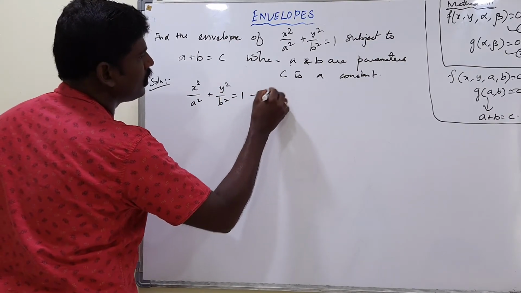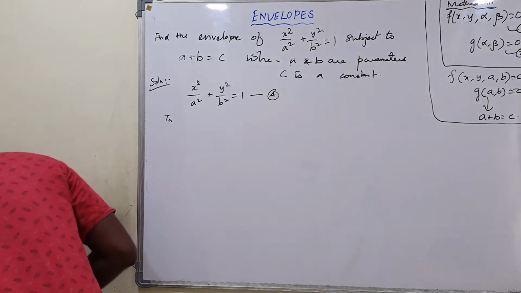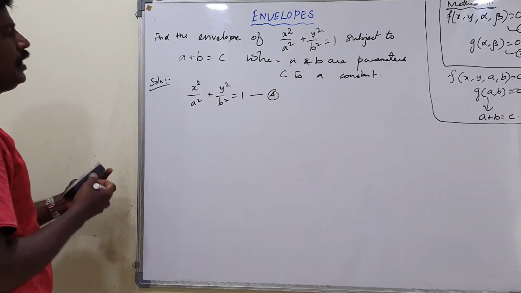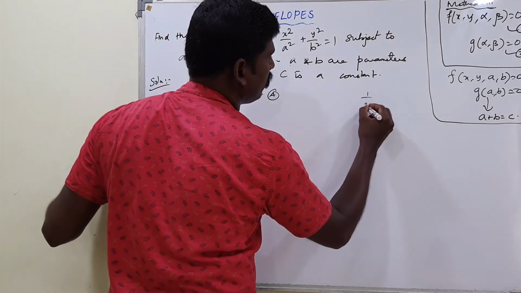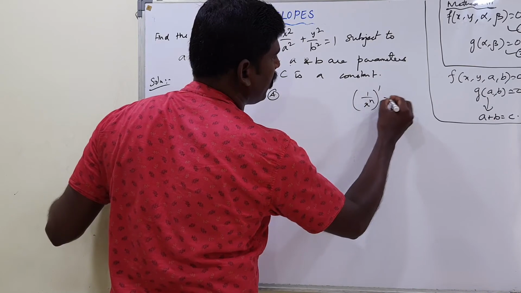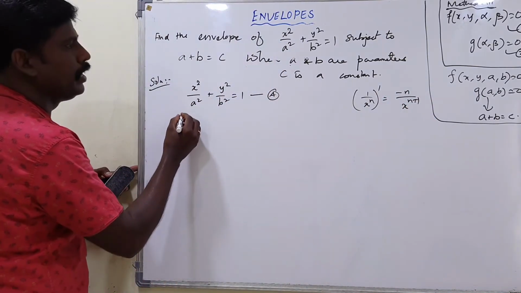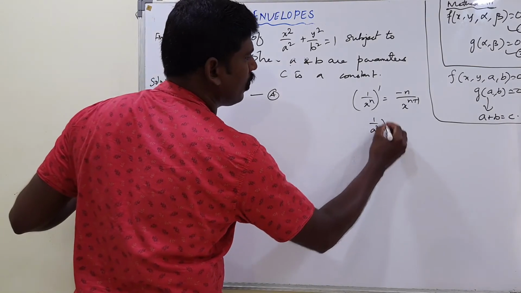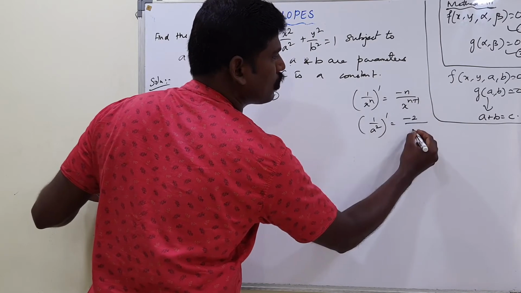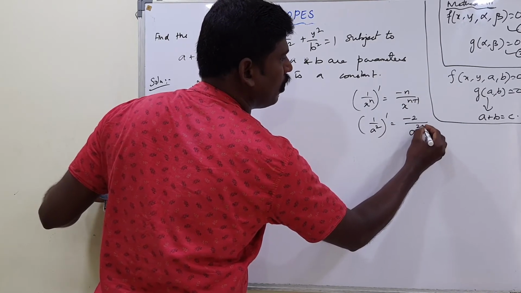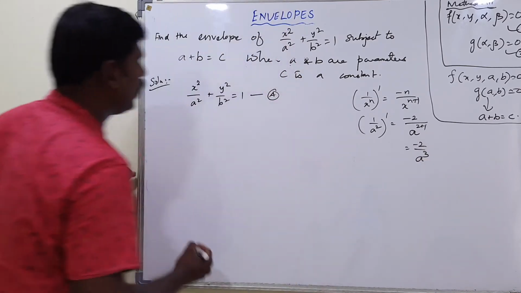I call it equation A, as usual. Taking differentials on both sides, what will you get? What is the derivative of 1 by x^n? Minus n by x^(n+1). Same like that, the derivative of 1 by a², here n is 2, so minus 2 by a^(2+1), that is equal to minus 2 by a³ is the answer for that.